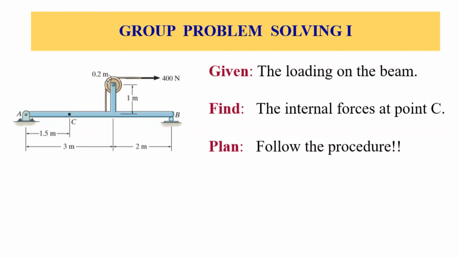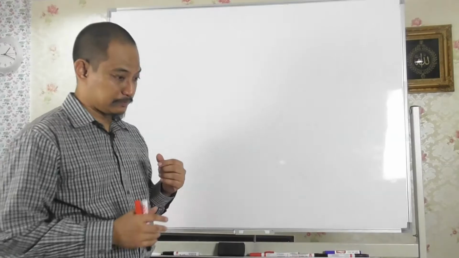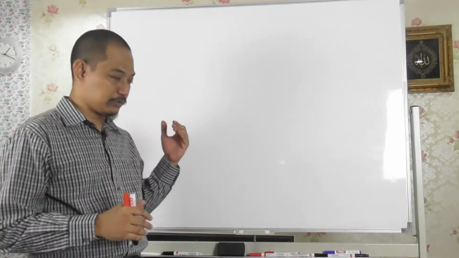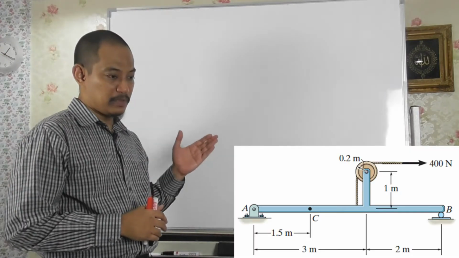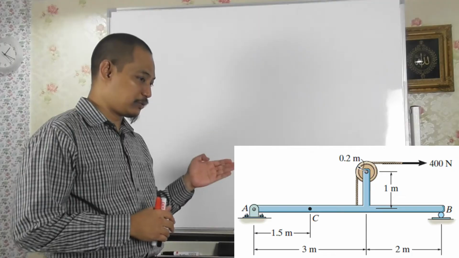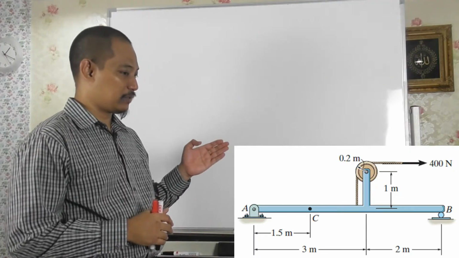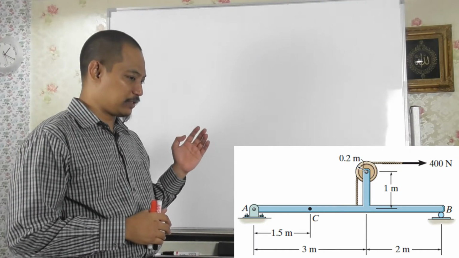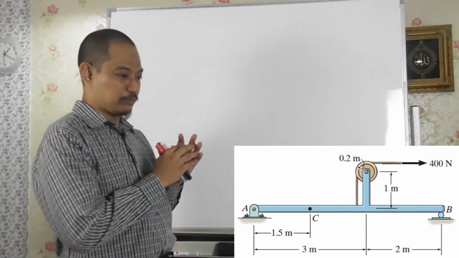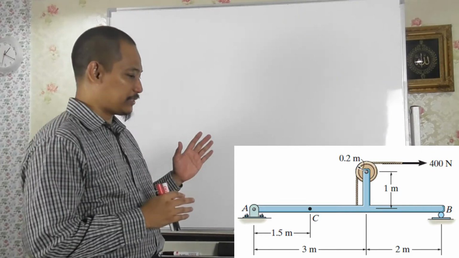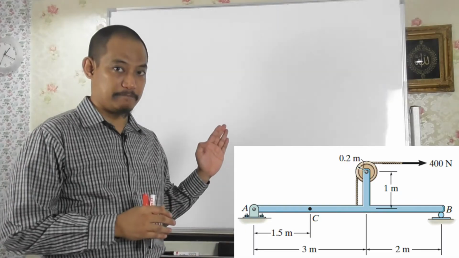So next we have this example where we are given a structure and we need to find the internal forces at a particular point. Of course you have the slide, but I will also try to put the diagram here, which is the structure, and we are given the load, which is 400 Newton there, and then we need to find the internal force at point C, right? So if you are able to imagine that we have to cut at point C, right?